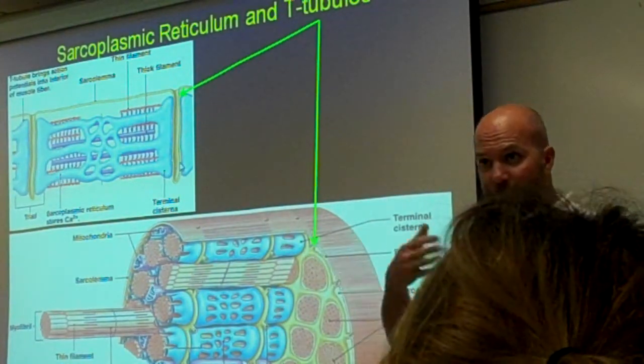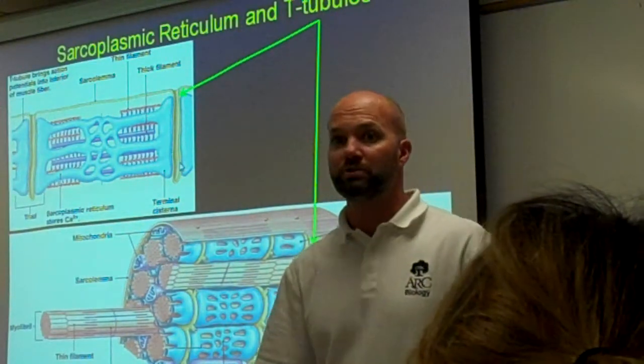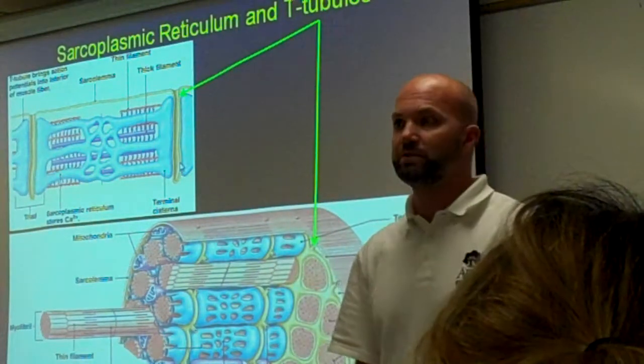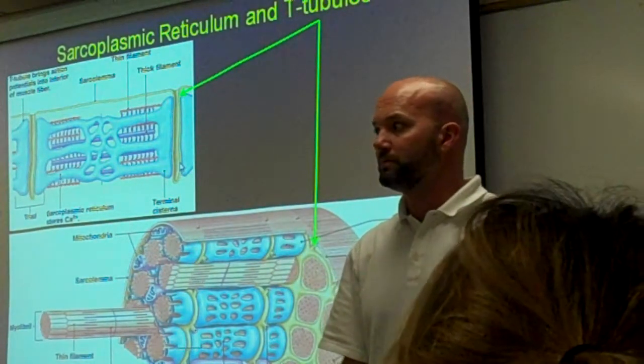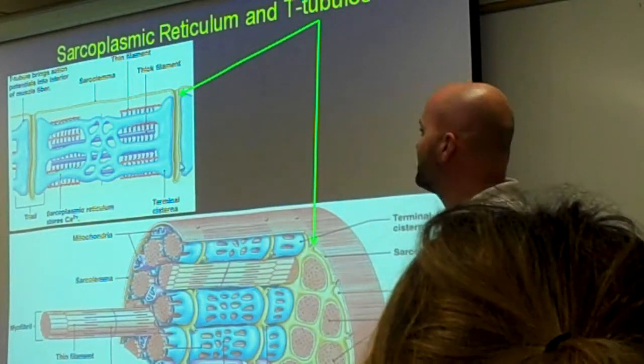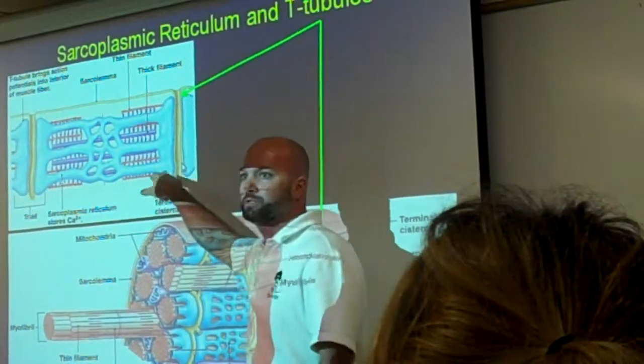Which means an electrical current is being generated. Depolarization is an electrical current. The T-tubule or the terminal cisterna? The T-tubule. Depolarize the cell membrane, the current travels down the cell membrane, down the T-tubules.